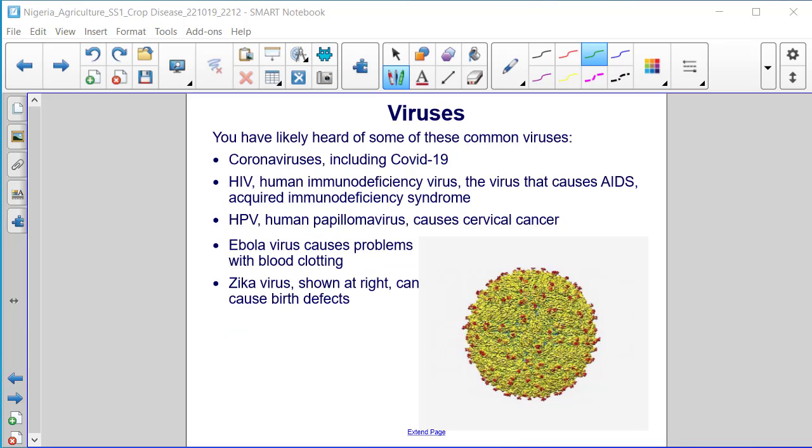You have likely heard of some of these common viruses: coronaviruses, including COVID-19; HIV, human immunodeficiency virus, the virus that causes AIDS, acquired immunodeficiency syndrome; HPV, human papillomavirus, which causes cervical cancer; Ebola virus, which causes problems with blood clotting; and Zika virus, shown at right, which can cause birth defects.